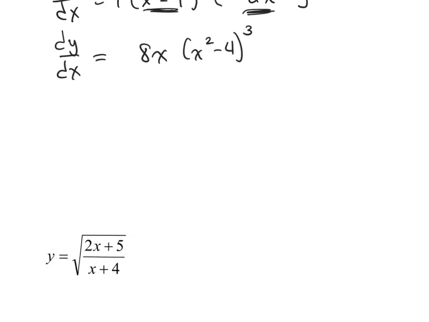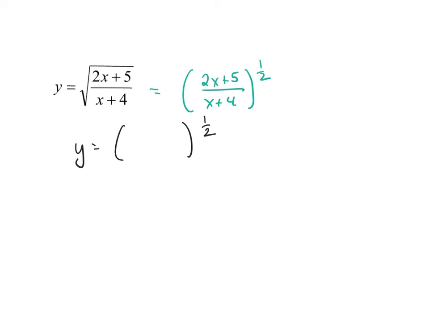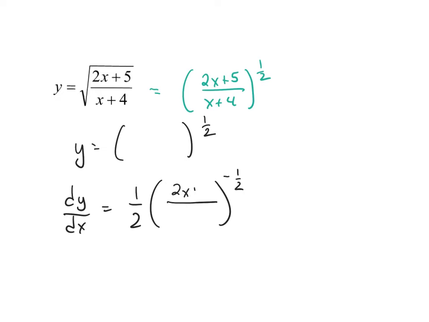Okay, so if we look at this next one, now this next one is pretty awful because I'm going to rewrite it. It's going to be 2x plus 5 over x plus 4, to the 1/2. So my outside function is something to the 1/2. If I take dy dx, the first part is really straightforward. I take the half down. Now it's to the negative half because I subtract 1. And the stuff inside still stays the same. So this still is 2x plus 5 over x plus 4.